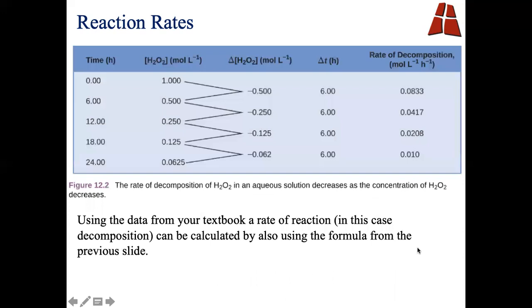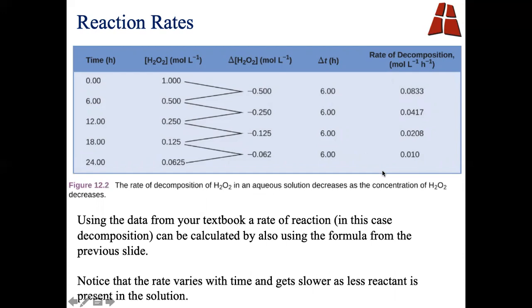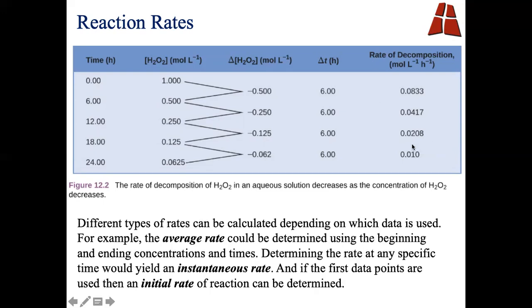Your textbook has this example where it shows that if we were to measure the concentration of hydrogen peroxide at different times, we can take the difference between them. From that, we can ultimately calculate a rate of decomposition. One thing to notice is that the rate will change over time. The rate goes down depending on what the concentration of something is, so our rate will actually change over time.